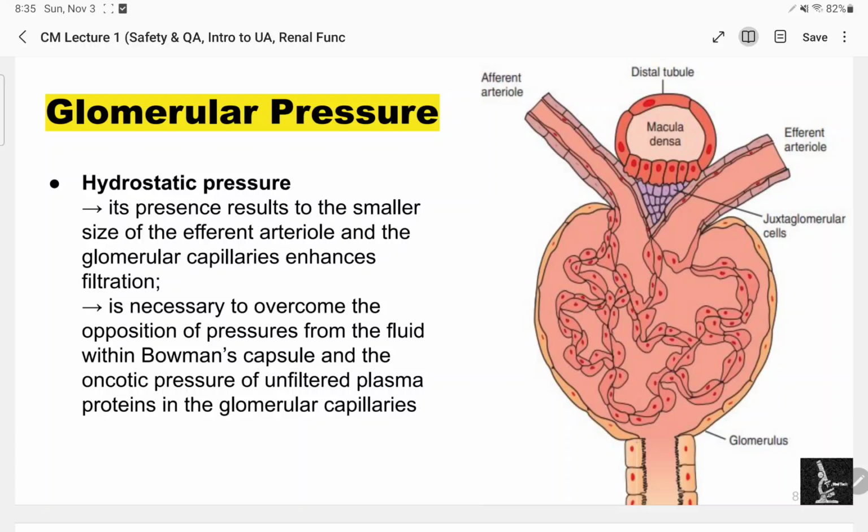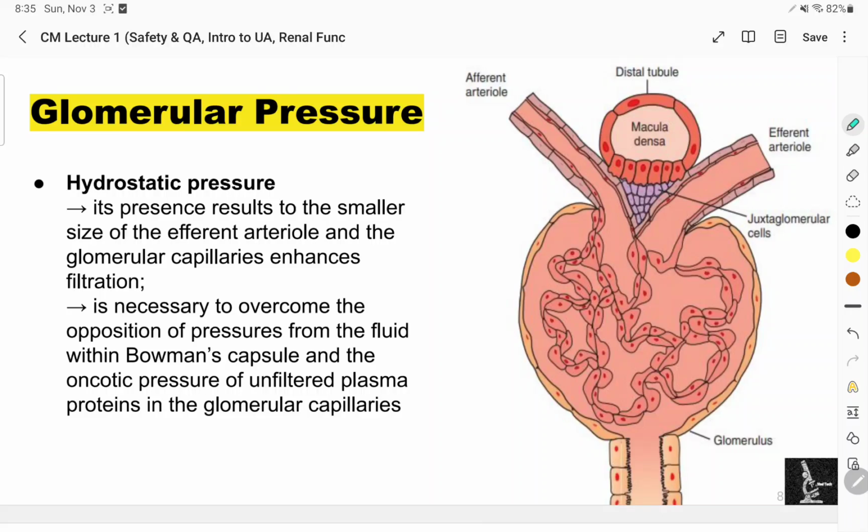Okay? So one of these pressures is your hydrostatic pressure. What will this hydrostatic pressure do? The presence of your hydrostatic pressure, resulting from the smaller size of your efferent arterioles, and the glomerular capillaries enhances filtration. So what does that mean? Okay. This is your afferent arteriole. Here is the renal artery, and the blood goes to the afferent arteriole. Hydrostatic pressure is applied here, which is why the kidney wants the blood to be filtered.